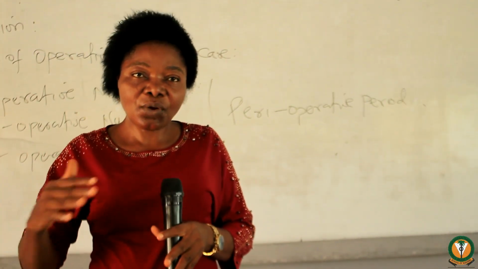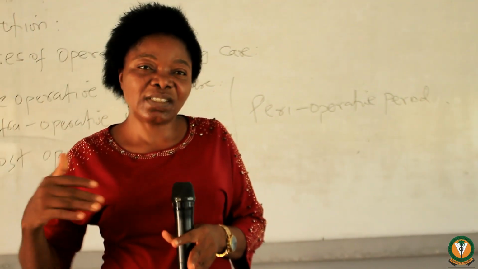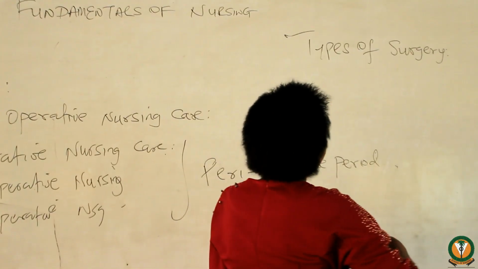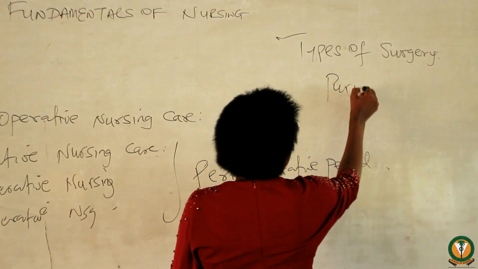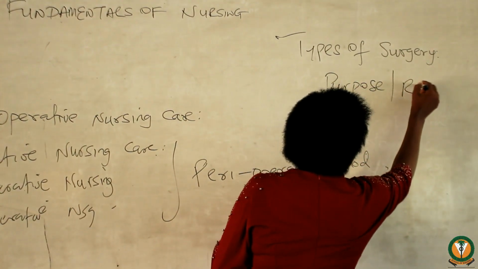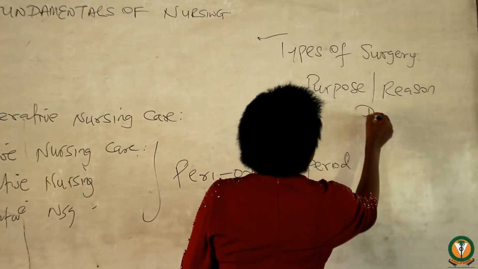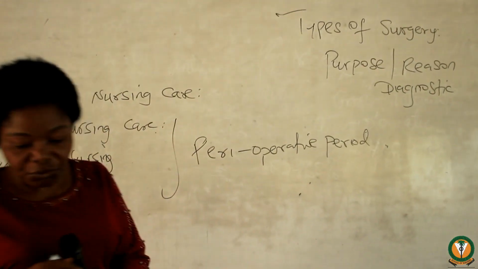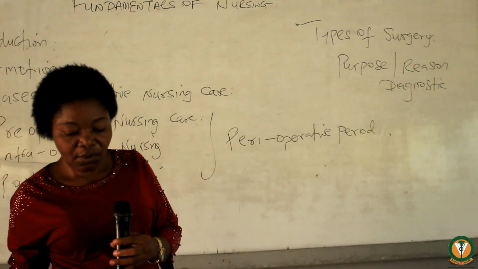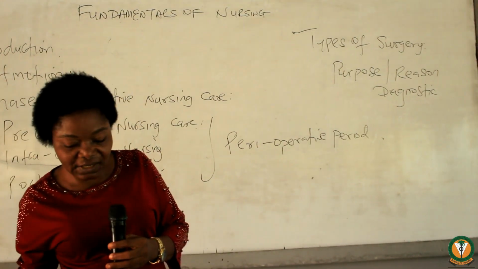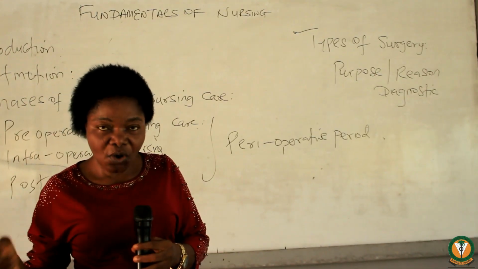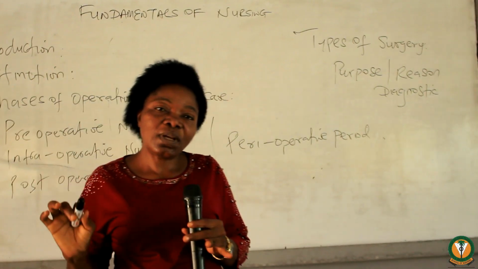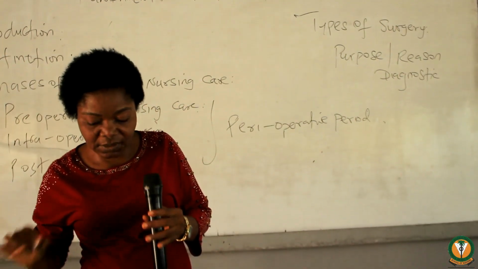By classification of surgery according to purpose or reason, we have diagnostic surgery. This is a type of surgery done to obtain a tissue for establishment of a diagnosis of a disease. Example, biopsy or exploratory laparotomy or even bronchoscopy. You are just doing it to establish a diagnosis.